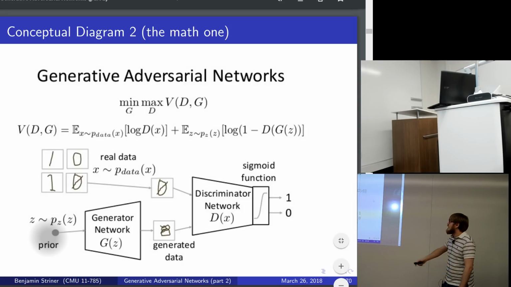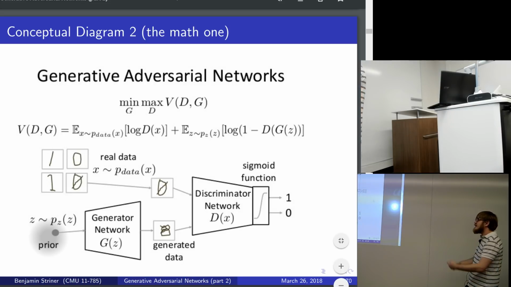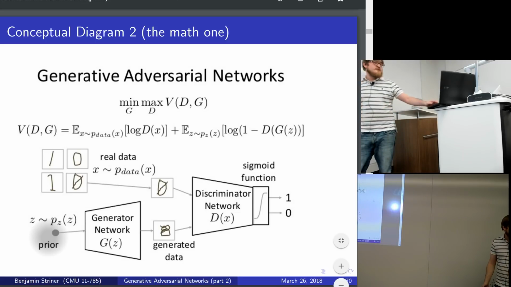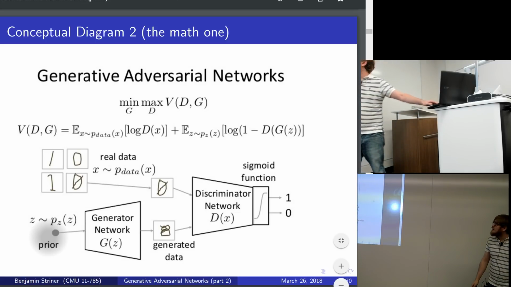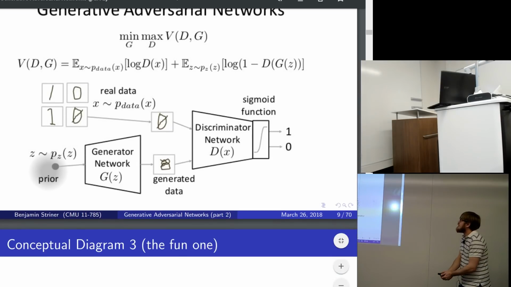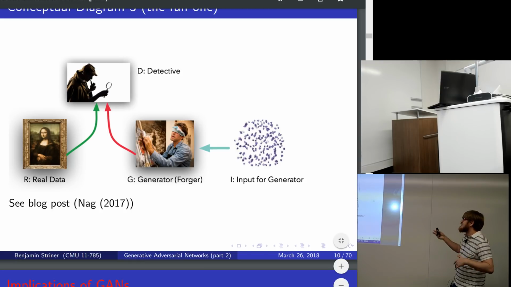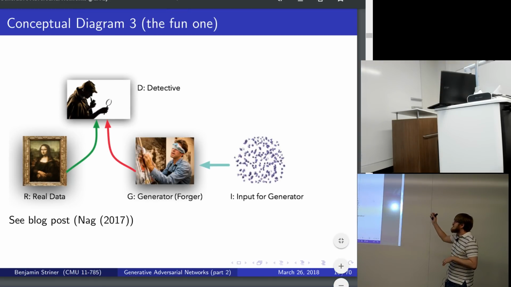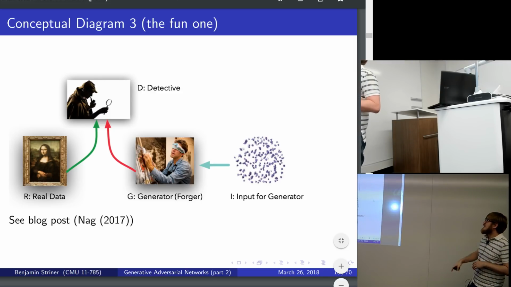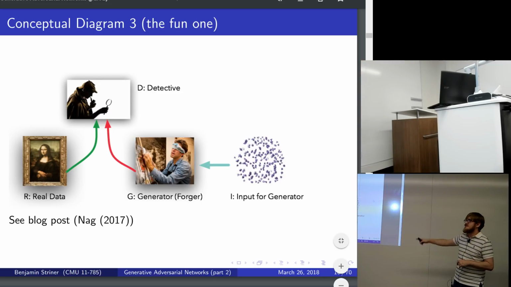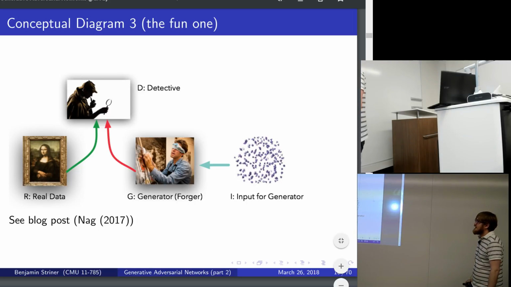And then we have, notationally, what we just said, but written in the probabilistic notation that we tend to use. Then our final diagram is the fun one, which we went through. We're showing that we have real data, and we have some generator who doesn't get to see anything. That's why he has a blindfold. He gets some input distribution, and you've got someone telling him what the difference is. Each time, the generator tries to do a little bit better, and eventually the forger gets to forge something that looks just like the real data.